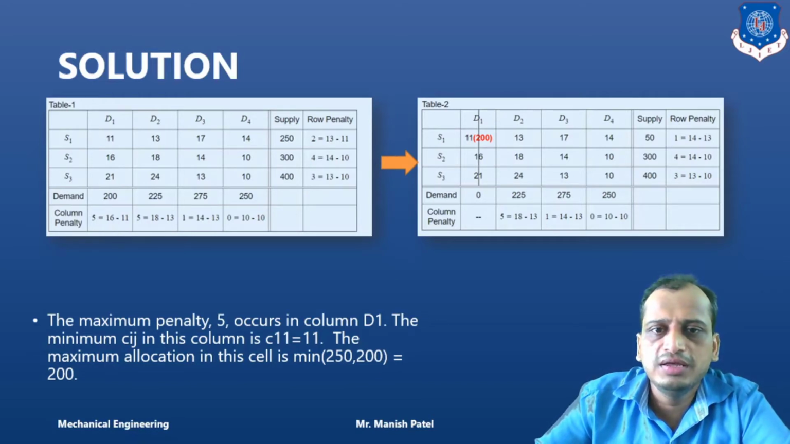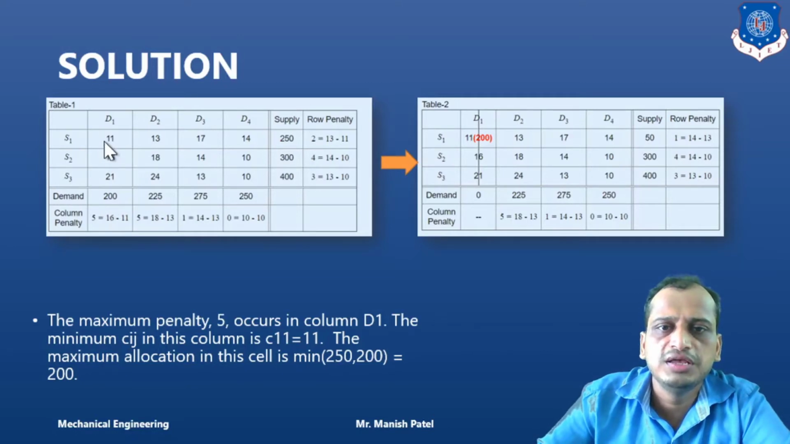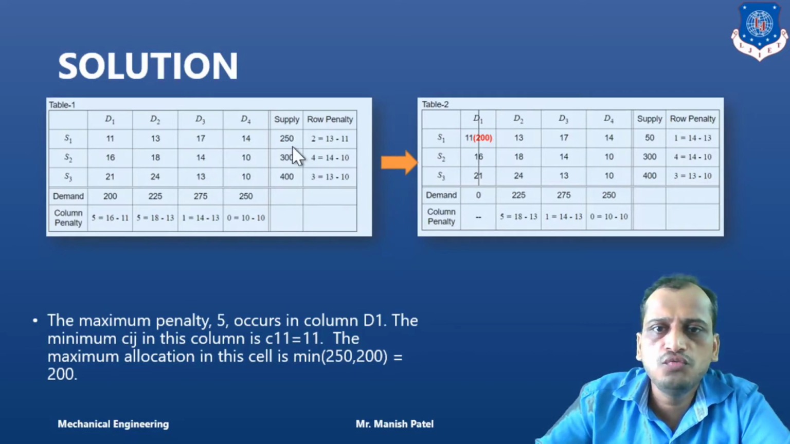What have we allocated here? Here, if you see, there is a tie. So try to find the lowest transportation cost. What is the lowest transportation cost here? 11. So, we will allocate here only. What we can allocate here is 250 and 200. So we can only allocate 200 here and we can fulfill the demand side constraint. So we will allocate 200 here.